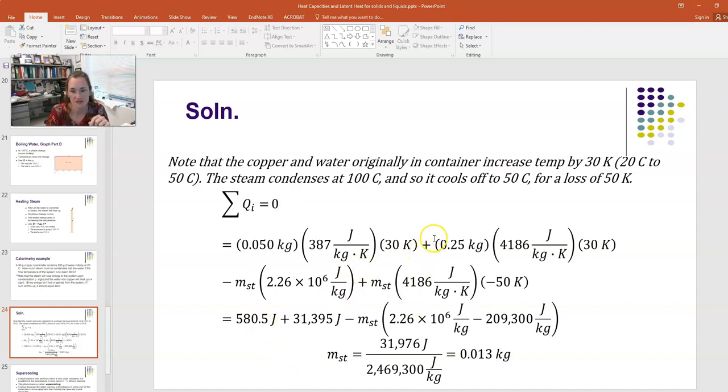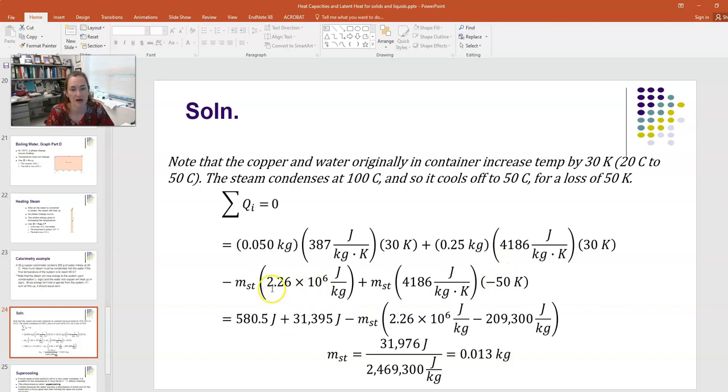The MC delta T for the copper gives me 580.5 joules. The MC delta T for the water originally in the calorimeter is 31,395 joules. Now, I can't directly calculate this here about the mass of the steam because I don't know what the mass of the steam is, but I can combine like terms, okay? So both of these terms are going to be negative, from the minus mL and from the minus 50, okay?